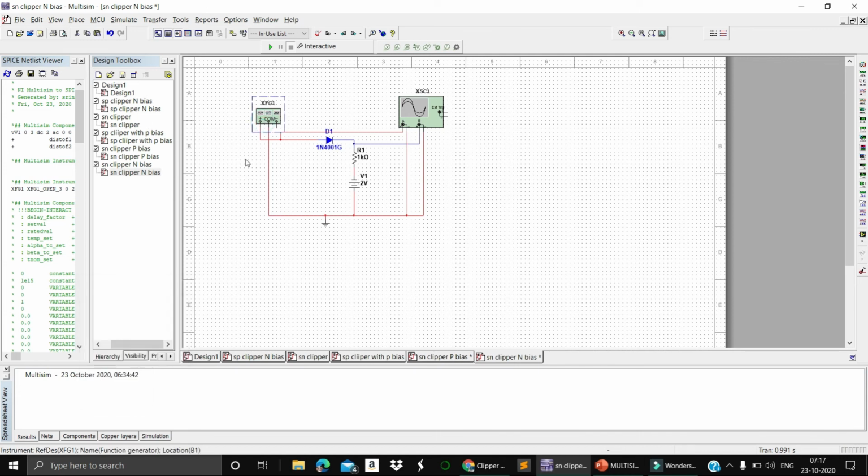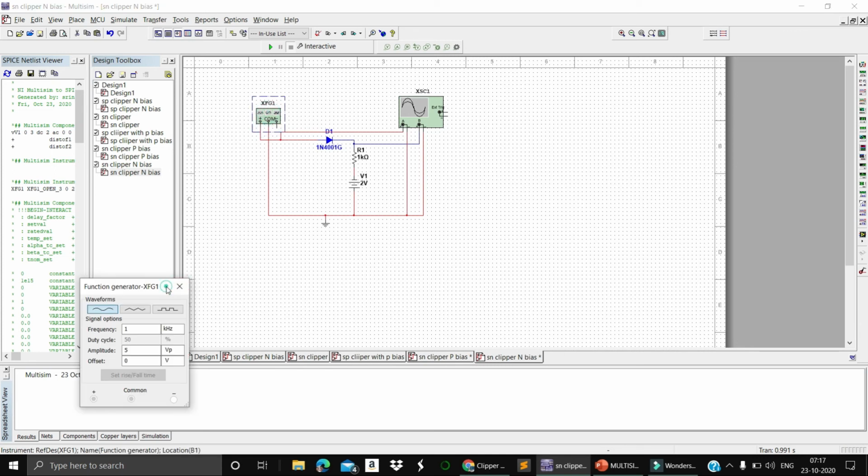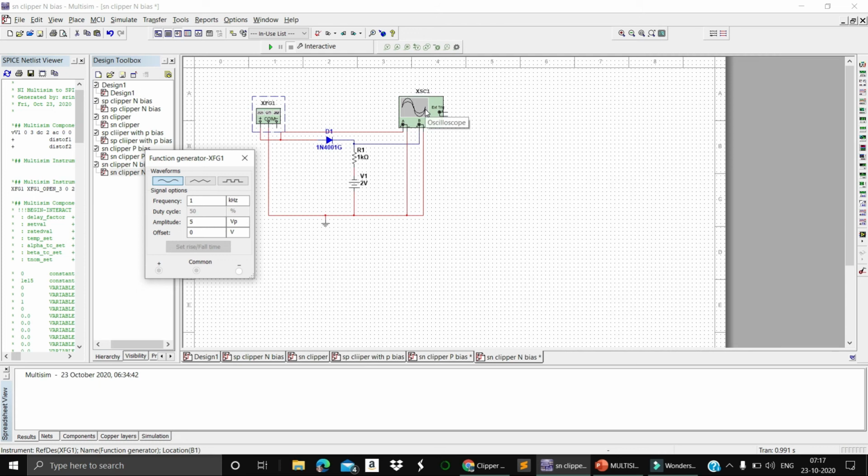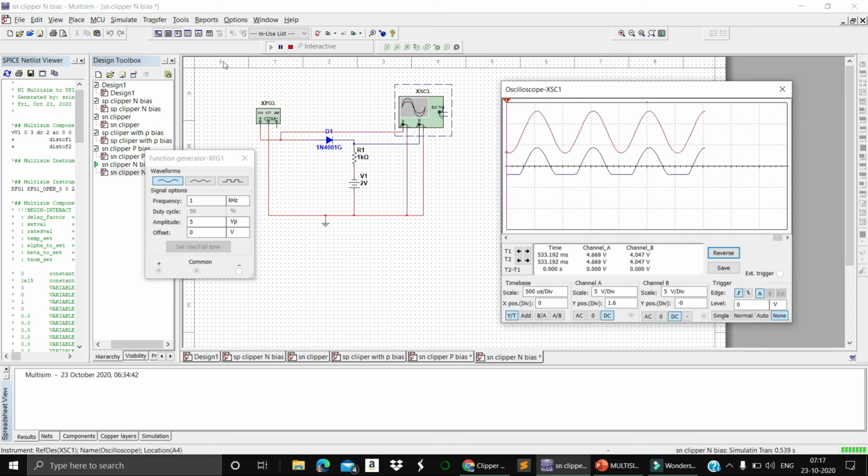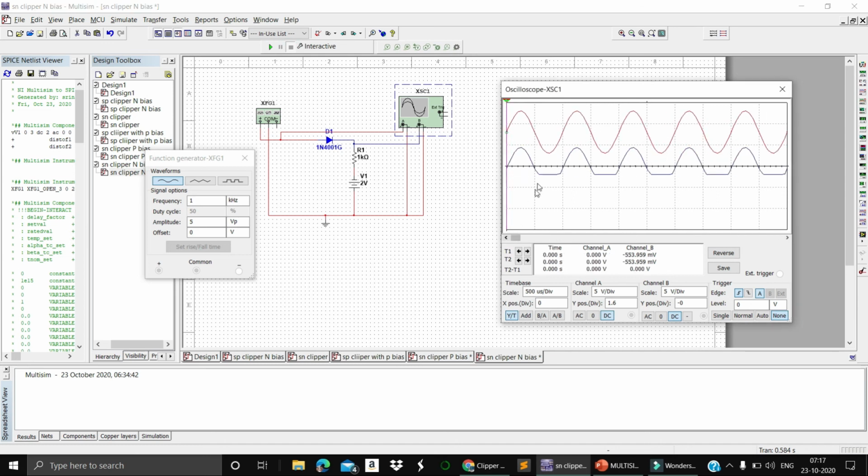This is the function generator which I have connected with a sinusoidal signal, and I will get the output from this oscilloscope. Let's run this circuit. Double click, and then we'll get the output. To analyze this, let's stop the simulation and drag the drop down. To understand, I'm reducing the length.